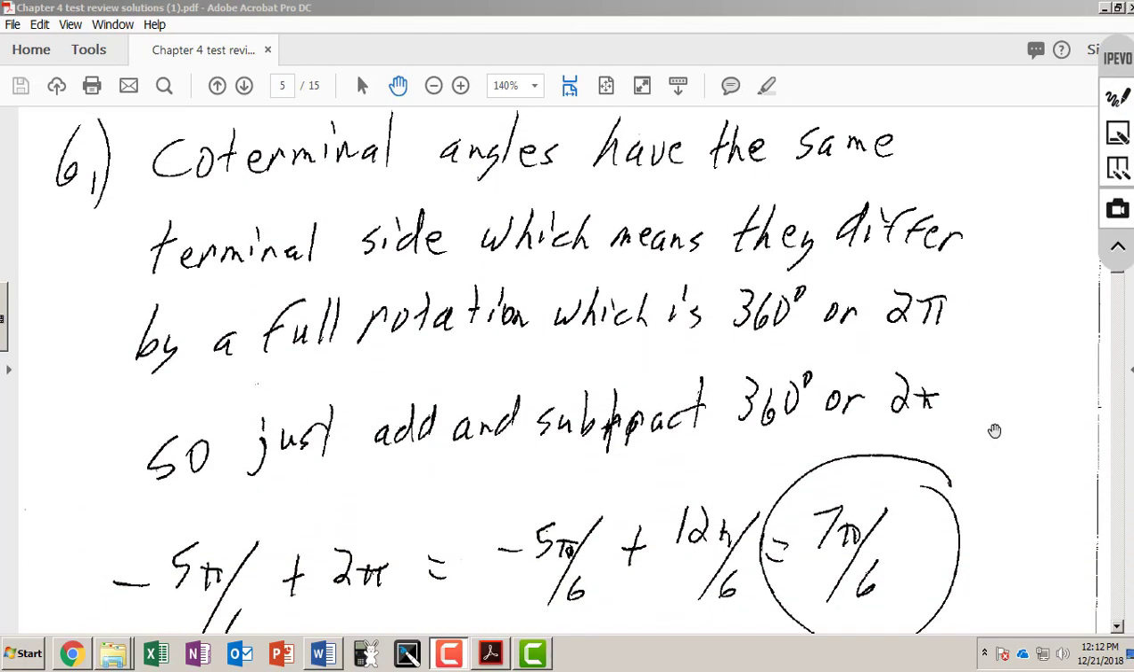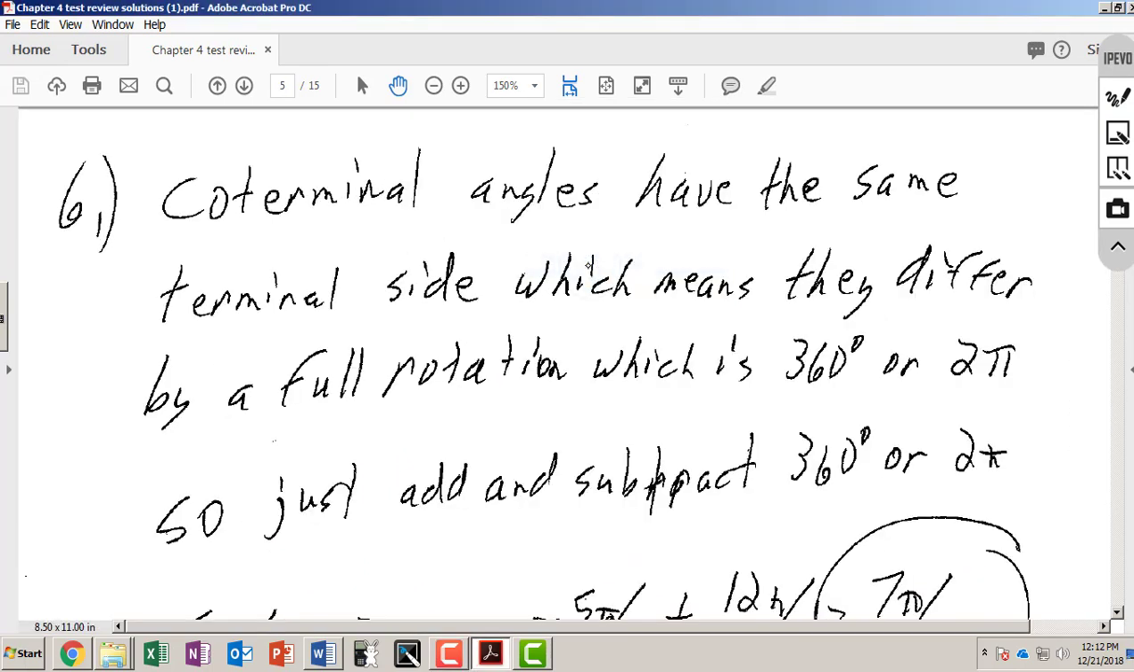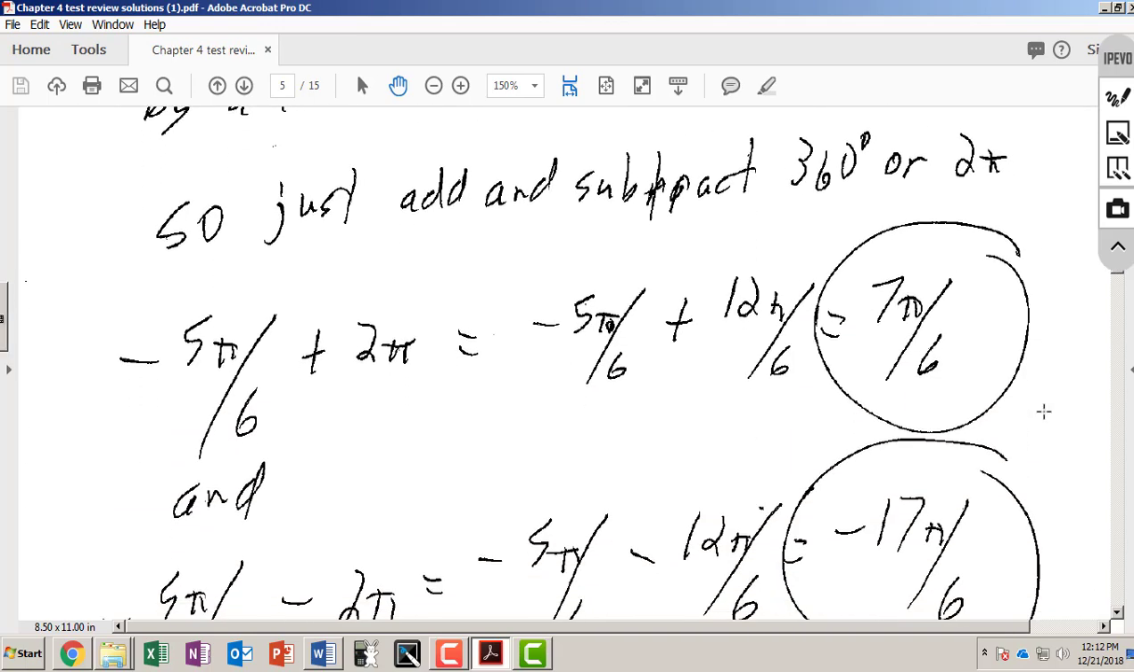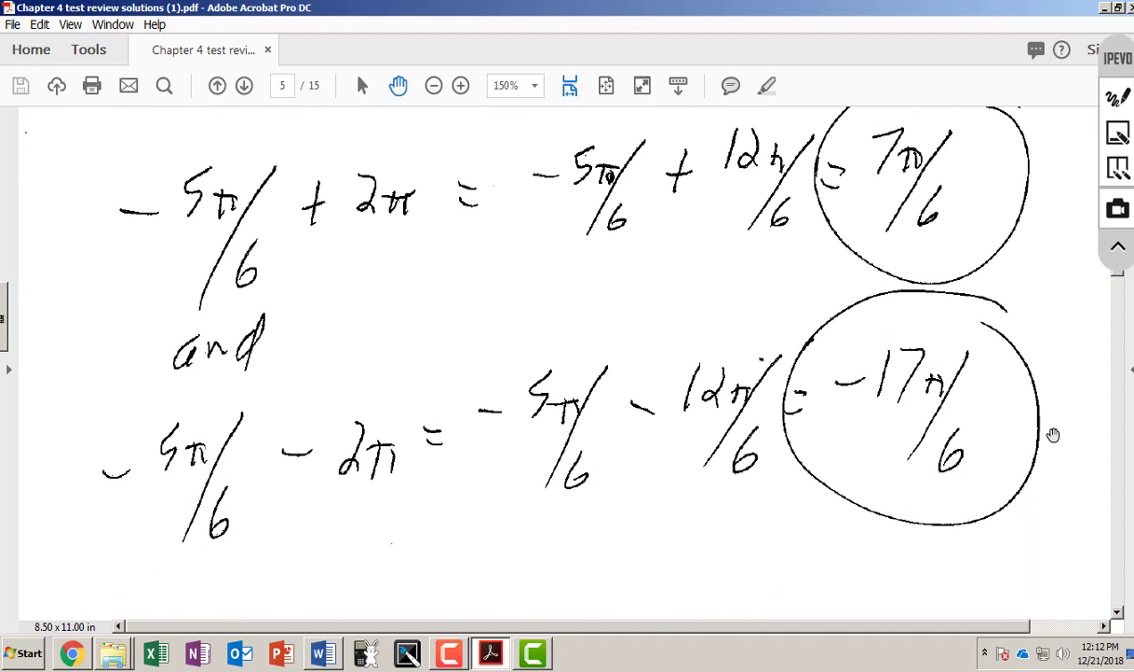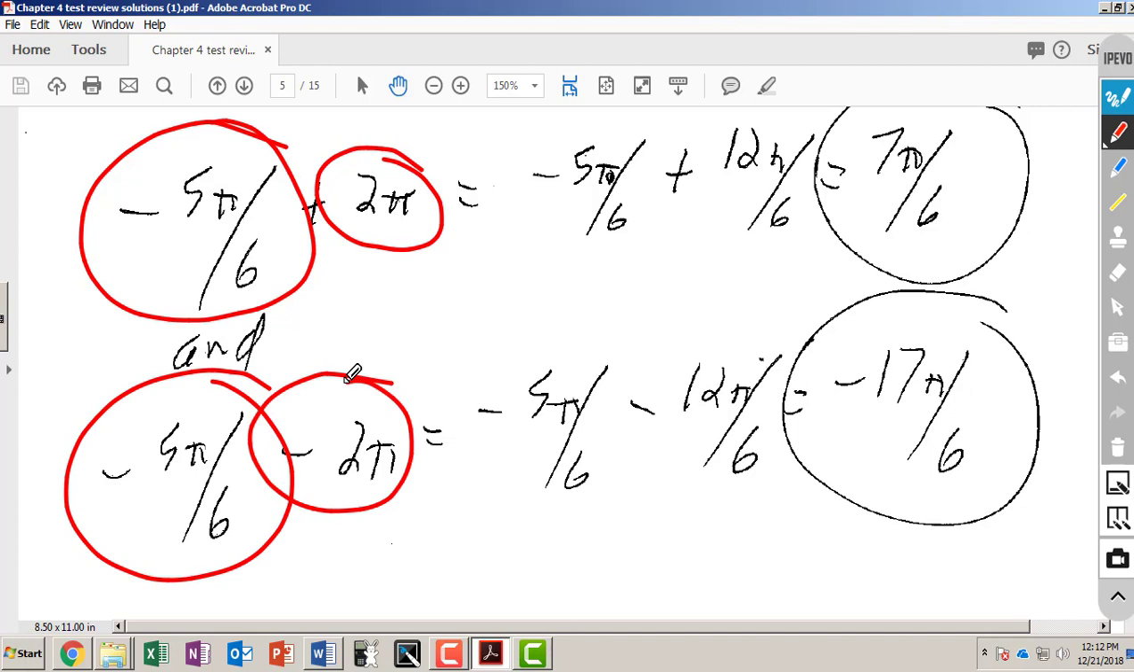On this next problem, number 6, the directions say find one positive angle and one negative angle that are coterminal with the given angle. You just need to remember that coterminal angles have the same terminal side, which means they differ by a full rotation, which is 360 degrees or 2 pi. So just add and subtract 360 or 2 pi depending upon what they give you. Since I am in radians, I just add 2 pi to my angle, negative 5 pi over 6. And also I'm going to subtract 2 pi.